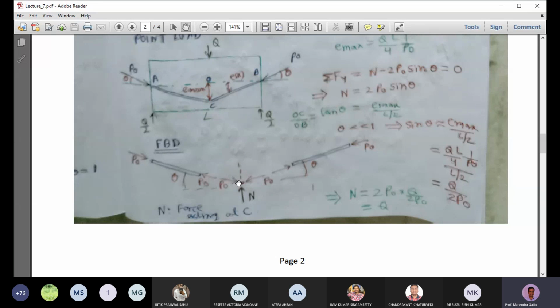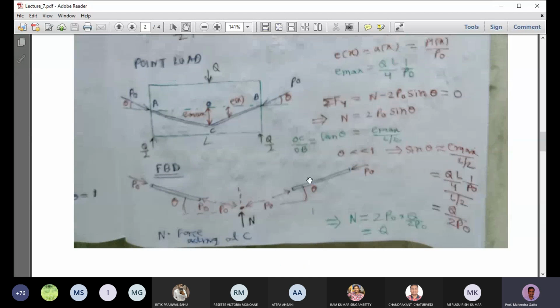The horizontal components of P naught are equal and in opposite directions, so they'll balance out. We want to find the vertical component, so we need to know what angle P naught makes with the horizontal. That angle is theta. Here also it makes angle theta. AC makes an angle theta, so this P naught makes angle theta with the horizontal. So the vertical component will be P naught sine theta. Similarly, the vertical component for this force will be P naught sine theta.